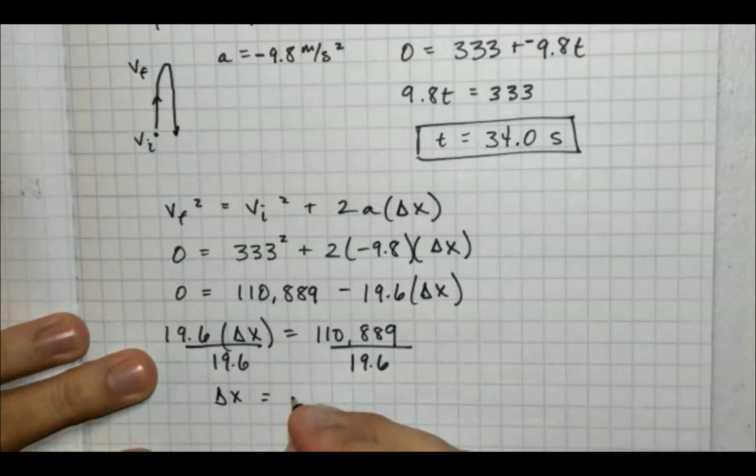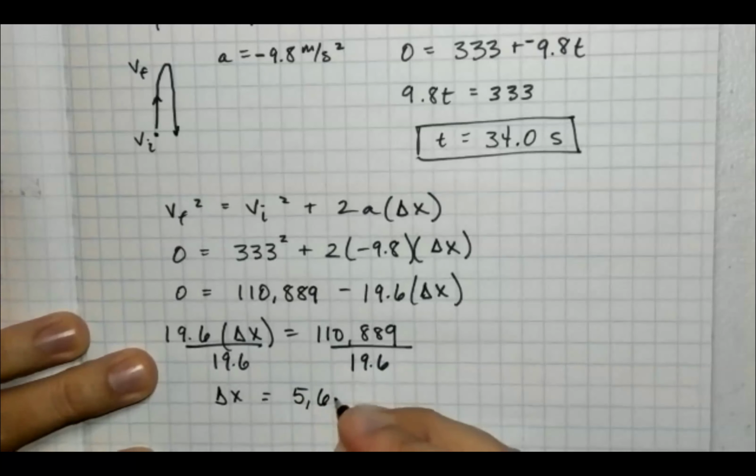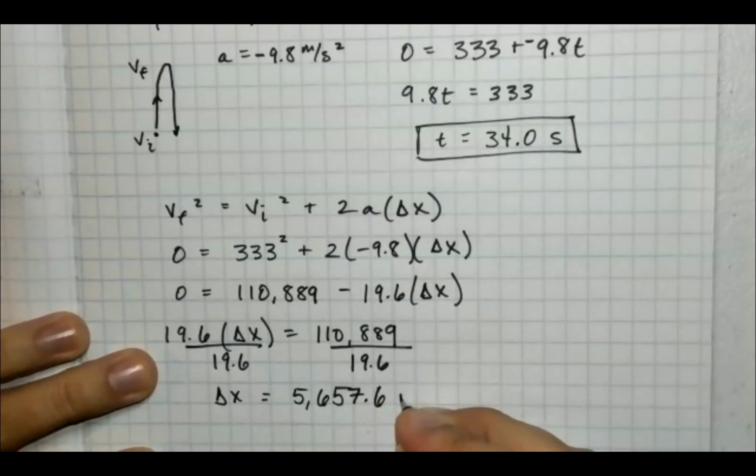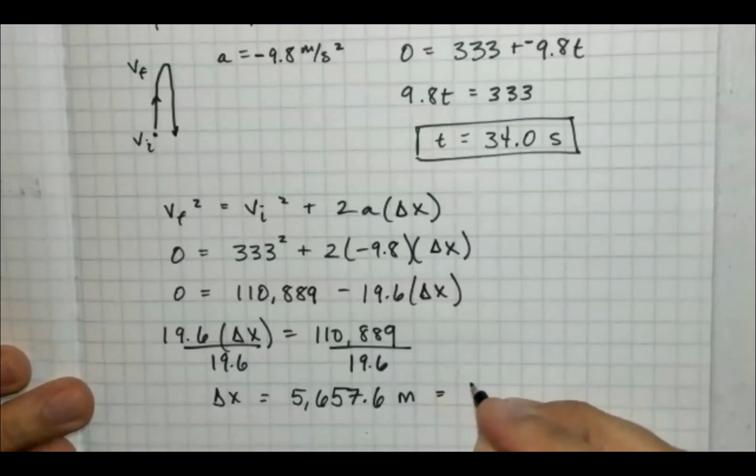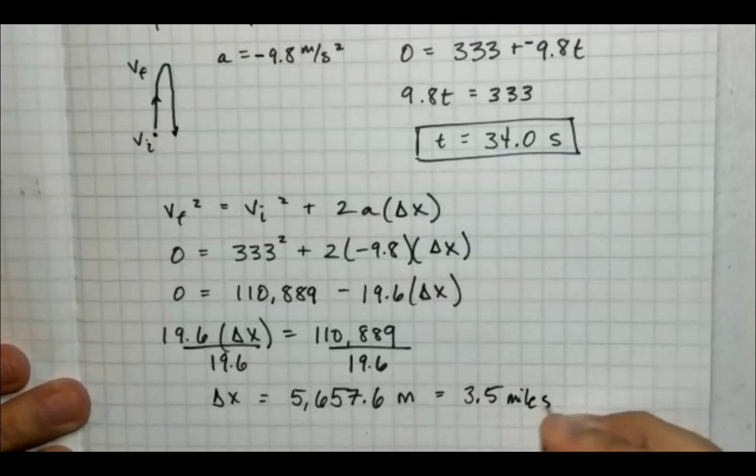And I get my x equals 5,657.6 meters. I tend to ask a lot of questions. I found a conversion calculator on the internet for meters to miles, and I found out that 5,657.6 meters is equal to 3.5 miles.